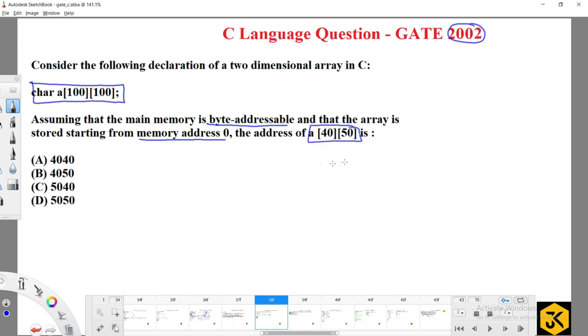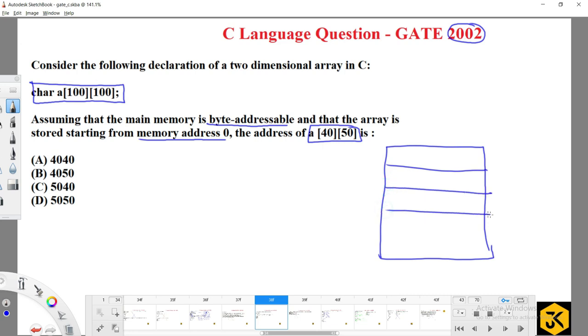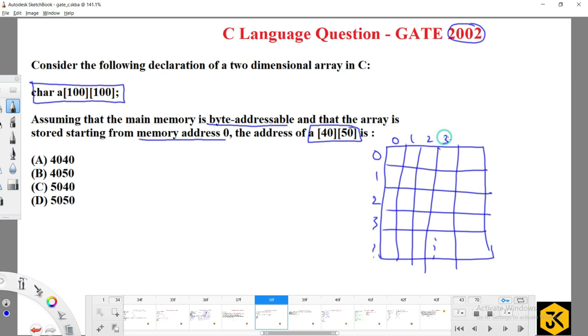Guys, if you are going to take any kind of two-dimensional array, it is going to be stored in the form of rows by columns. This is row 0, row 1, row 2, and so on. And similarly, column 0, column 1, column 2, and so on. Guys, there are 2 points you have to remember.